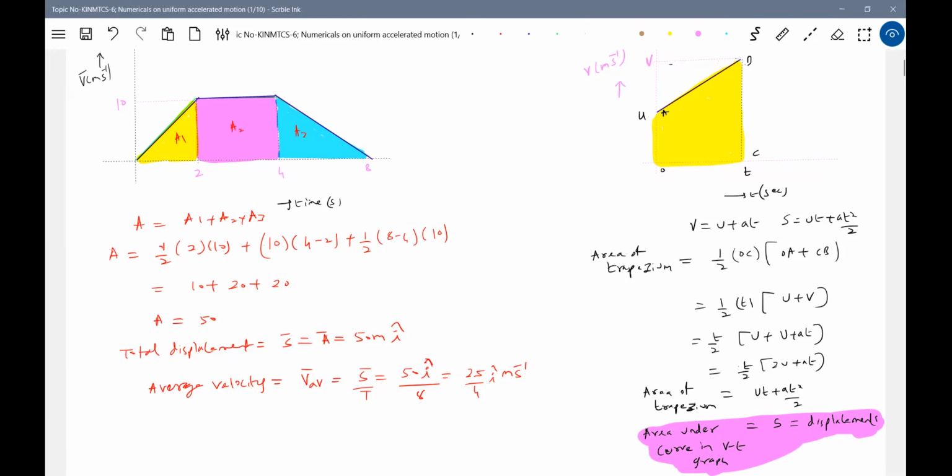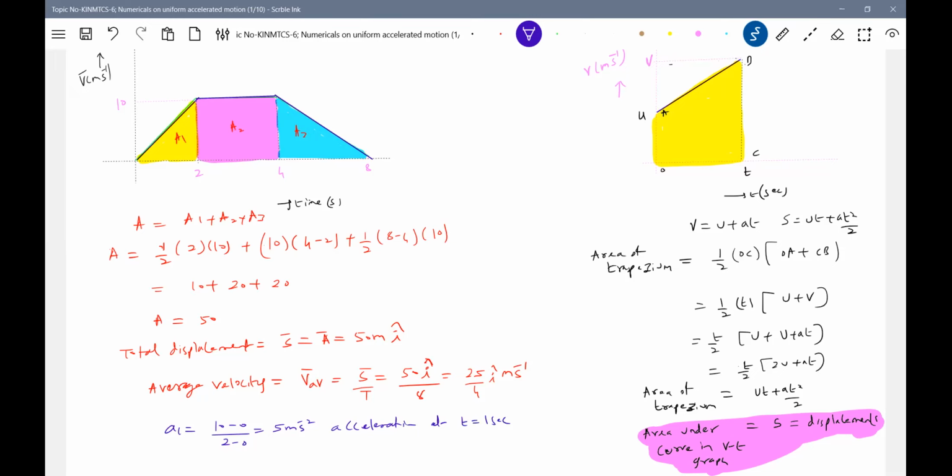So what is the acceleration? The slope. I think everyone knows how to calculate. So what is the acceleration? The slope of this curve. So therefore the next part will be acceleration. A1 should be equal to 10 minus 0 by 2, which is 5 meter per second square. This is acceleration at t equal to 1 second.